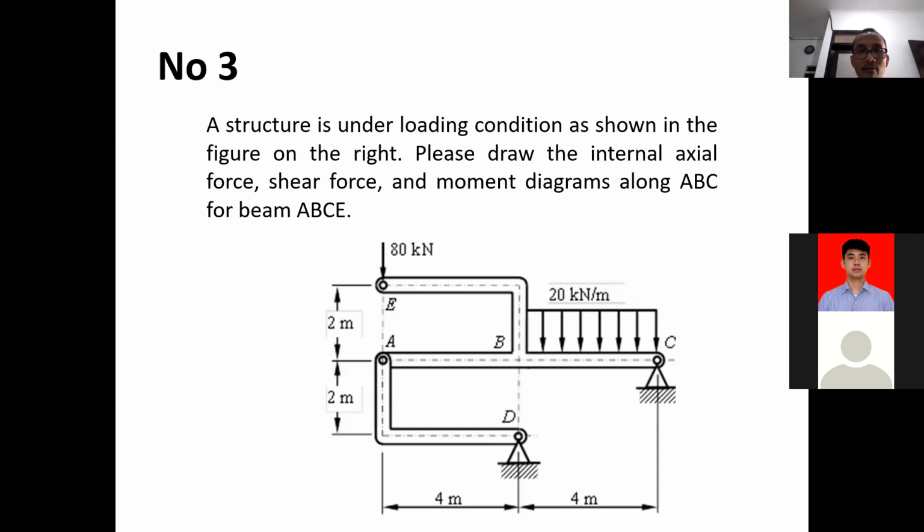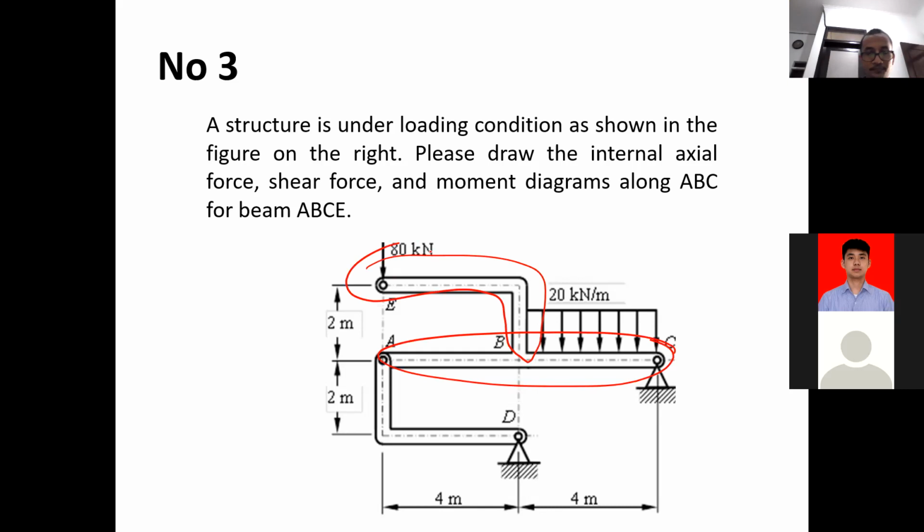Okay, free body diagrams for ABC. Yeah. I first split the beam, so I focus on ABC first. Yeah, you focus on ABC. Okay, but what did you do for the BE section? BE. Yeah. Because if you just focus on ABC, right? There's this one, right? Yeah. So what did you do with that? And what did you do with this one as well?